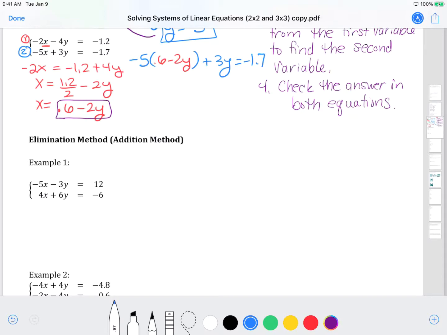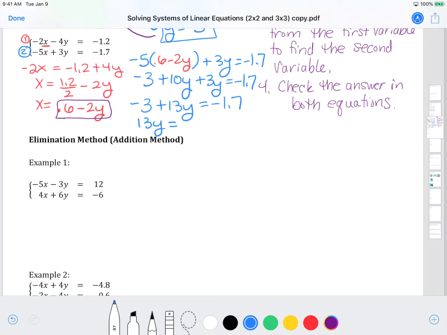So I have to take the negative 5 times the 0.6. That will give me a negative 3. Then the negative 5 times the negative 2y gives me a positive 10y. And I have a plus 3y is equal to negative 1.7. I can combine the 10y and the 3y to give me 13y. So I have minus 3 plus 13y is equal to negative 1.7.